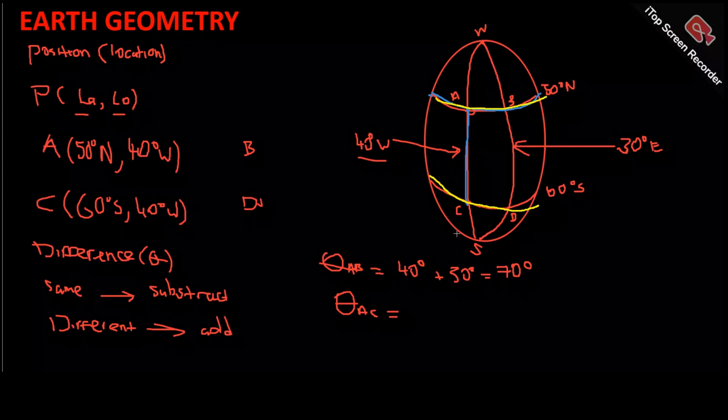So what is the latitude passing through point A? 15 degrees north. What about the latitude passing through point C? 60 degrees south. And we can see that this is north, this is south. So what are we going to do? We're going to add 60 plus 50. This is 110 degrees. That's what we're going to be doing. So just make sure, same you subtract, different you add.